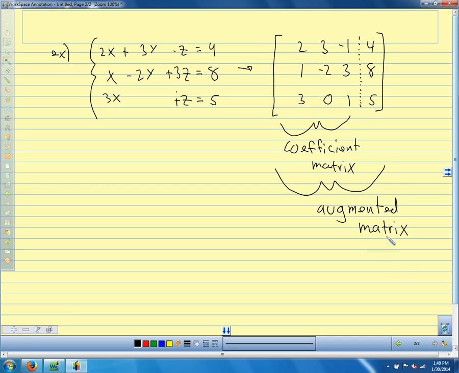So we're augmenting our coefficient matrix with the constants there. And what we're going to do with our augmented matrix, we're going to take our system of equations, turn it into an augmented matrix, and then we're going to perform row operations on the matrix.